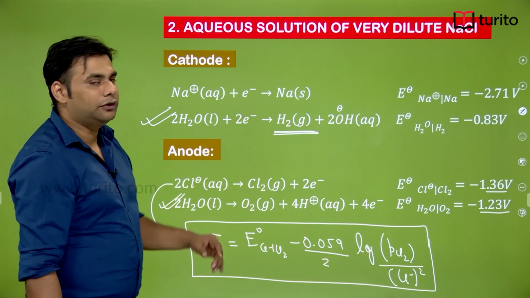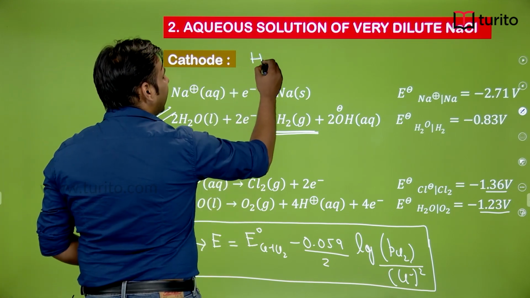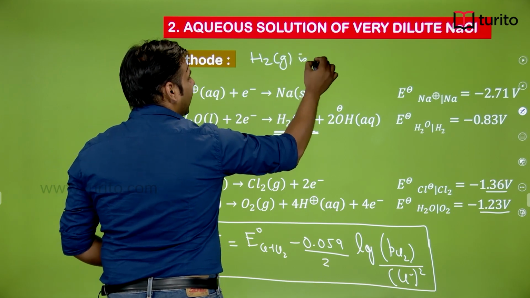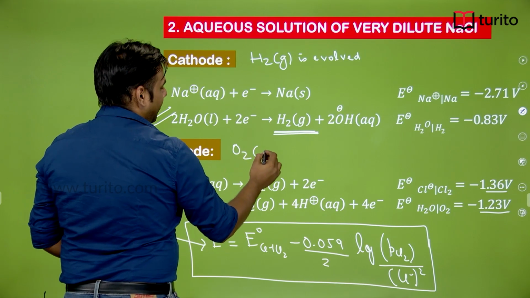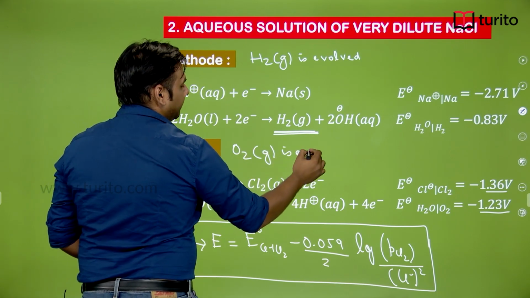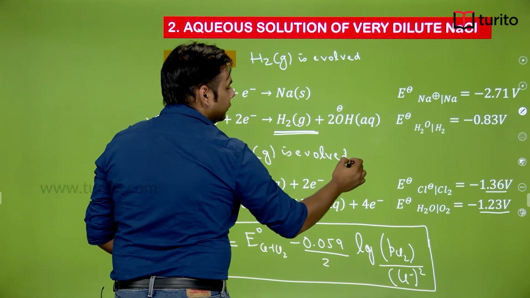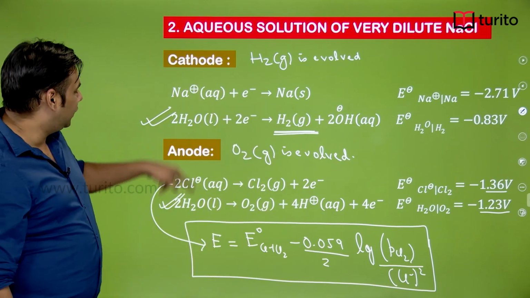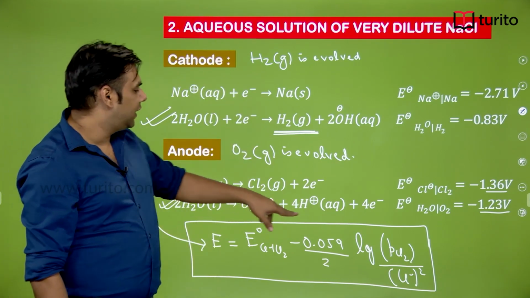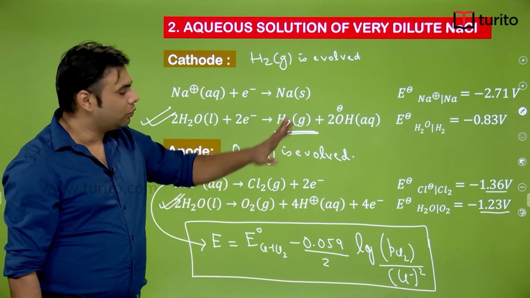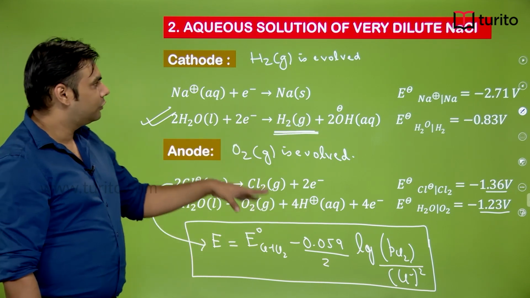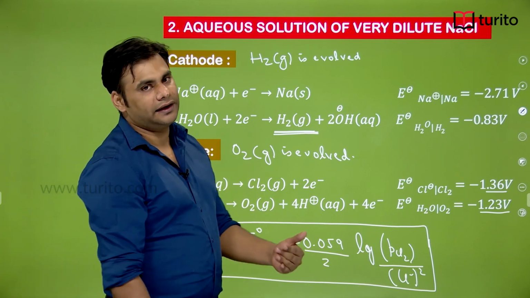So for a very dilute solution we will say that at cathode hydrogen gas is evolved and at anode O2 gas would be evolved. I hope this is clear to you. So if you add the two reactions, we will see that overall 4H+ are produced from here and 2OH- are produced from here. So overall the solution would be acidic in nature.